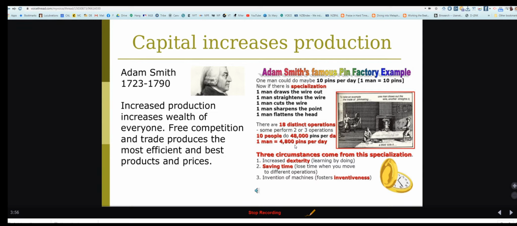So despite the fact that capitalism allows for unequal allocations of money, because it needs to accumulate capital or excess wealth to invest in the production of more efficient means of production, free competition and trade will cause a competition that will produce the most efficient means of production and the best prices, which will make everything more cheap and everybody more wealthy because they can buy more.